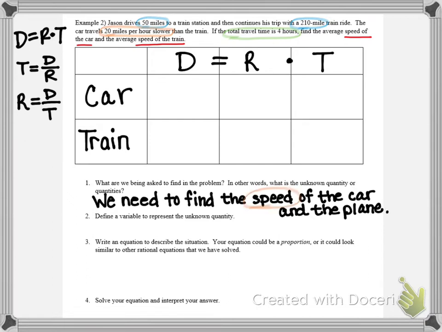Now for number 2, oh, actually, no, let's go back here. I circled speed in orange just to remind us that speed is just another word for rate. So anything I put in that column for R is going to have to do with rate or speed.